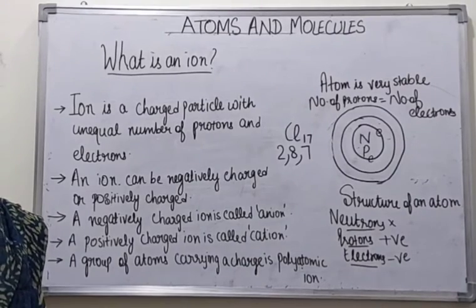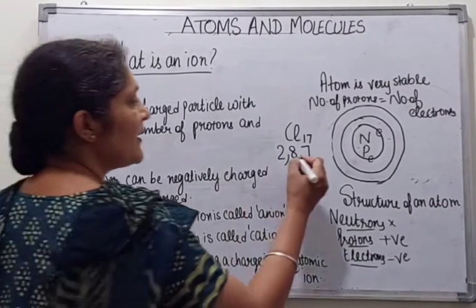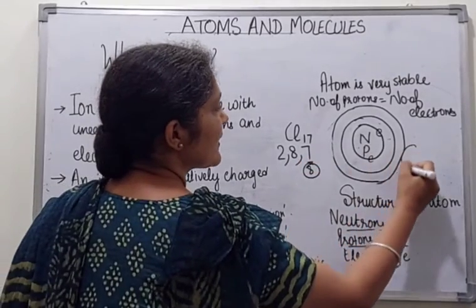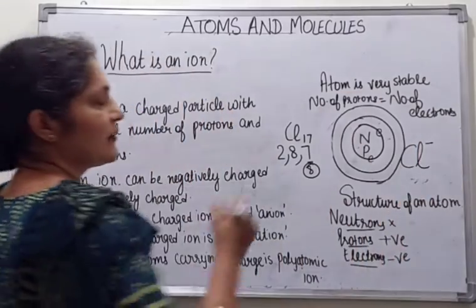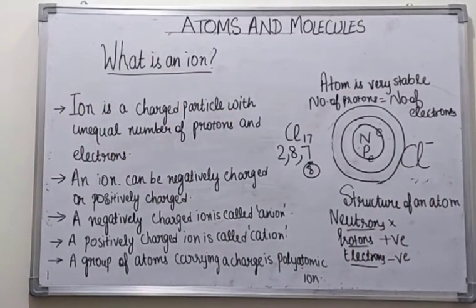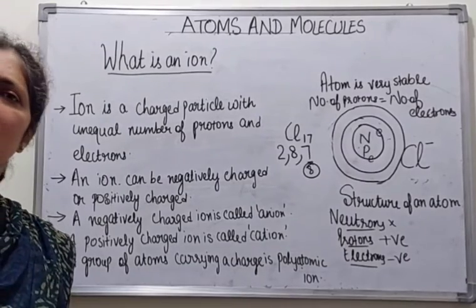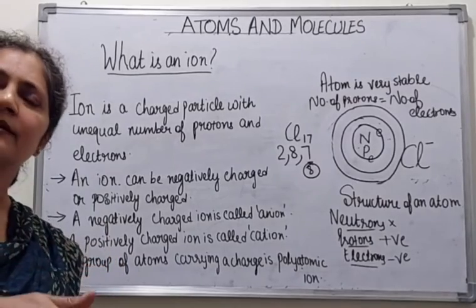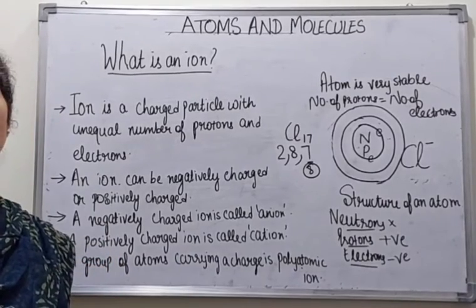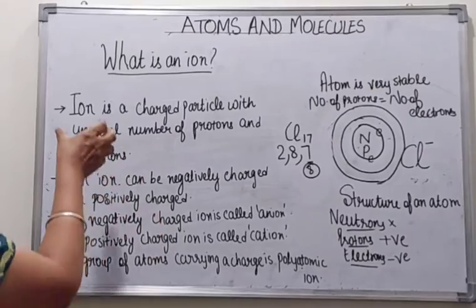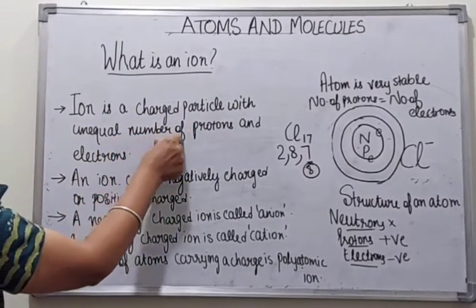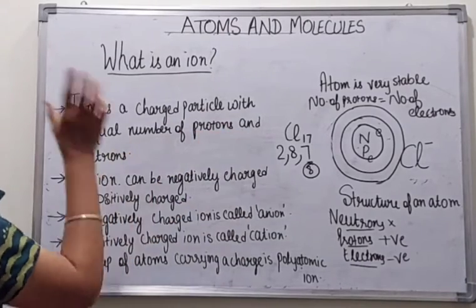If chlorine takes one electron to complete its octet, it will become a chloride ion. It becomes a chloride ion because it has gained one electron. Now the chloride ion will have 17 protons but 18 electrons. So students, an ion is a charged particle with an unequal number of protons and electrons.